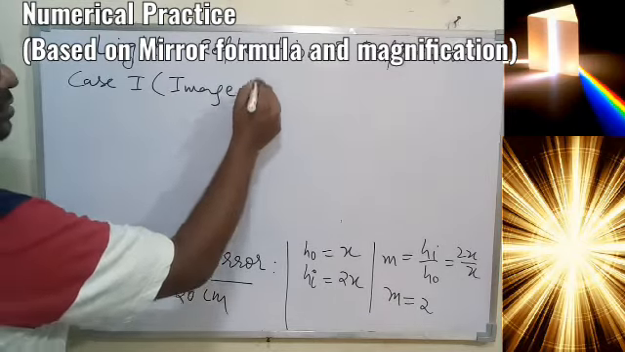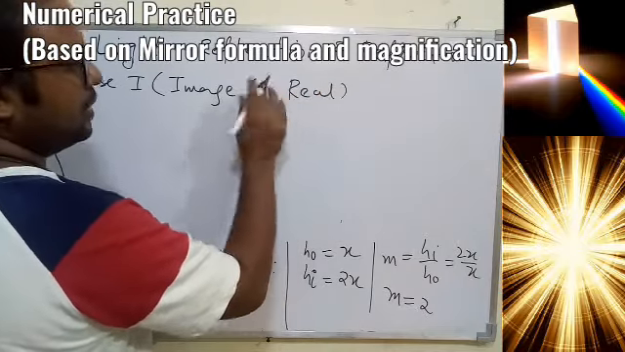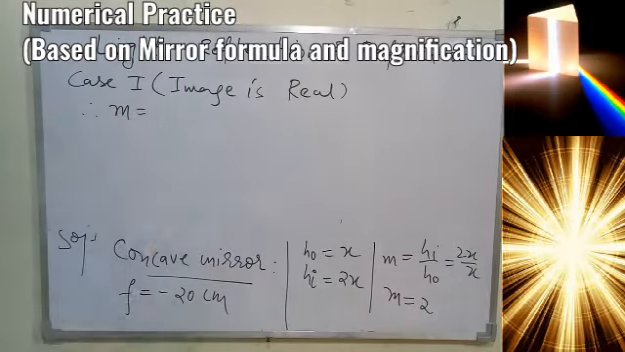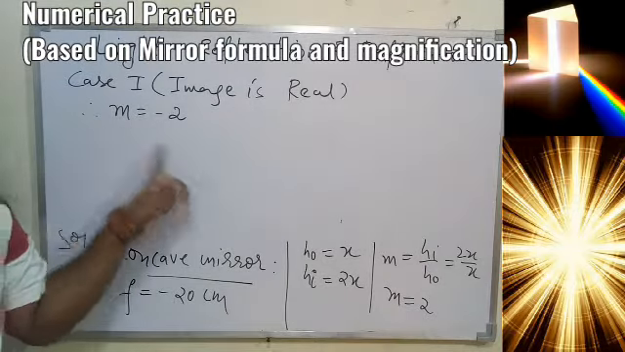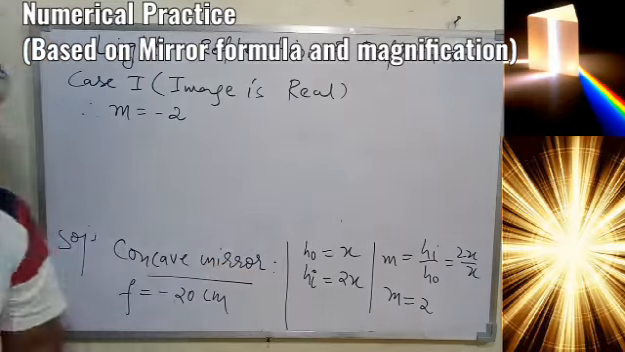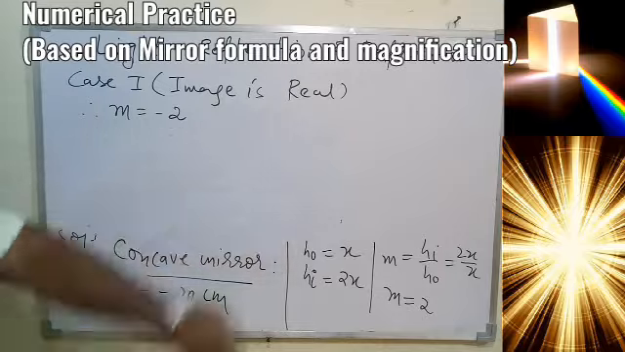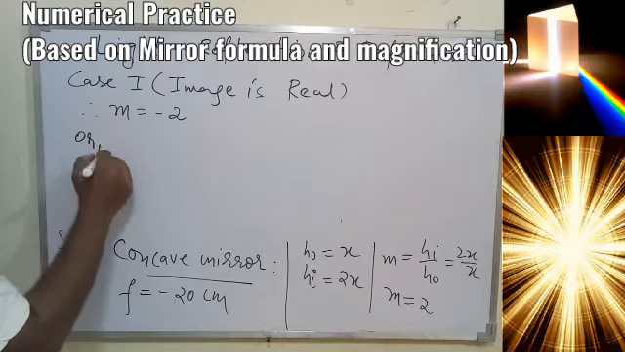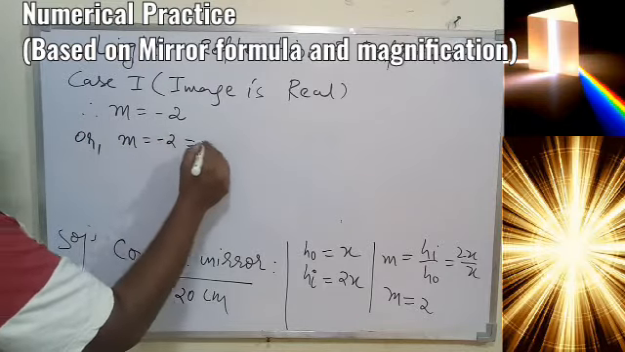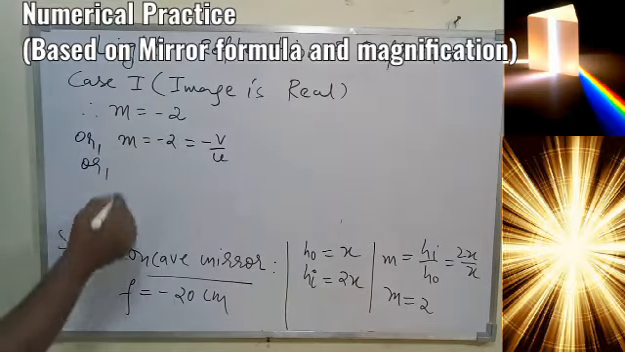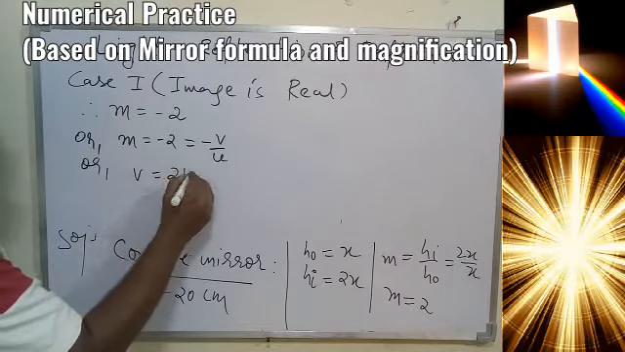Image is real. So we have to assume let the image is real, therefore m must be negative, so m will be minus 2. For real image magnification has to be negative, so 2 is just a number which is just helping us to know that image is magnified, but for plus and minus we have to see image is real or virtual. Since we are taking real image, must be negative magnification. So we can say m is equal to minus 2, minus v upon u, or minus will be cancelled here, so we can say v is equal to 2u.